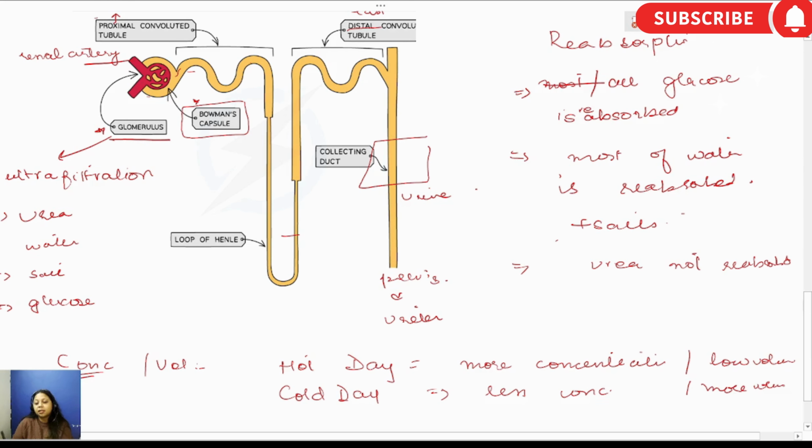This is if the person takes the same amount of water on both days, the hot day and the cold day. I'm just telling you what should be constant: the water intake should be constant if we are comparing both results. Okay, let's go through and discuss the question answers now.